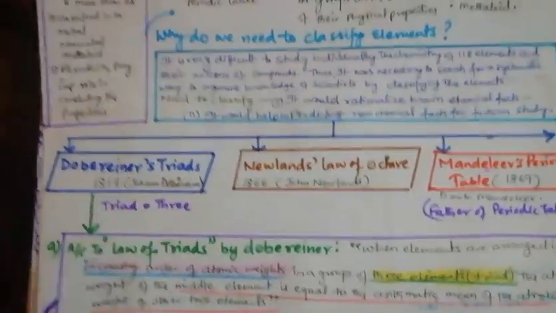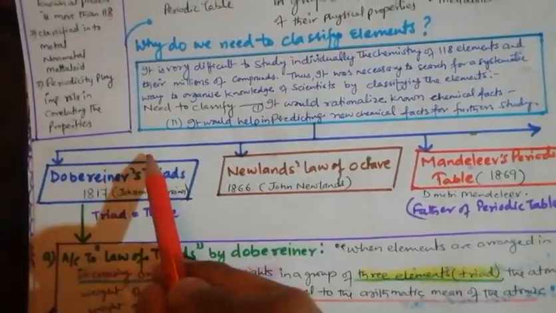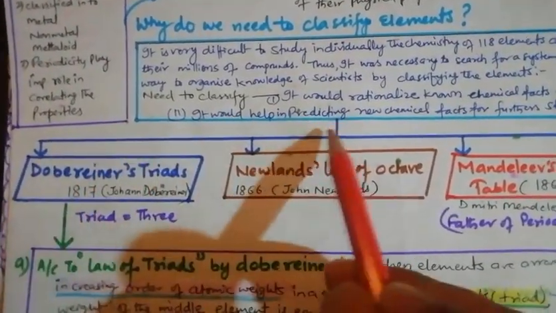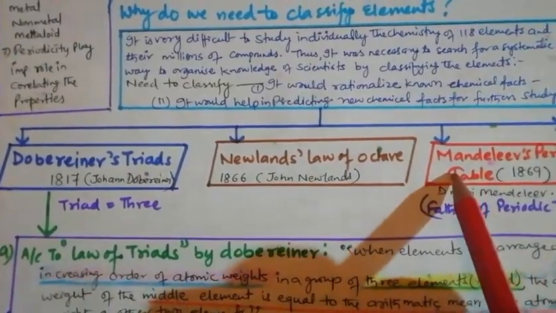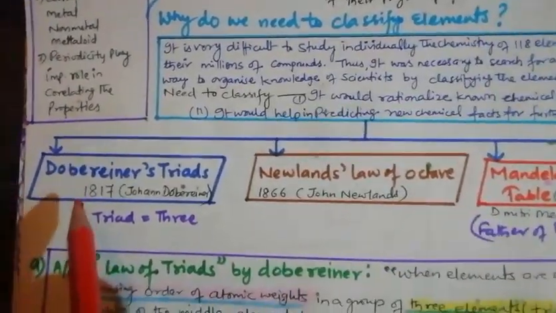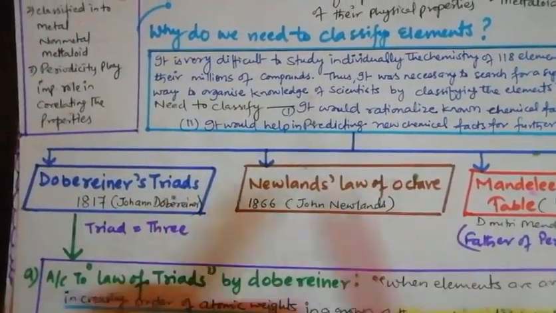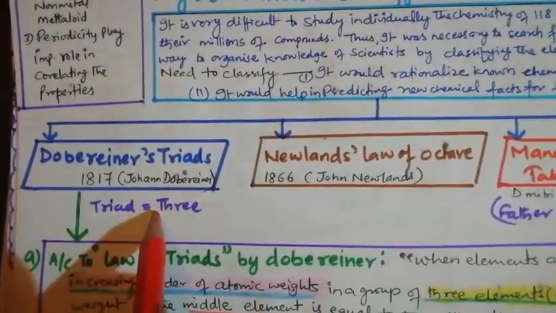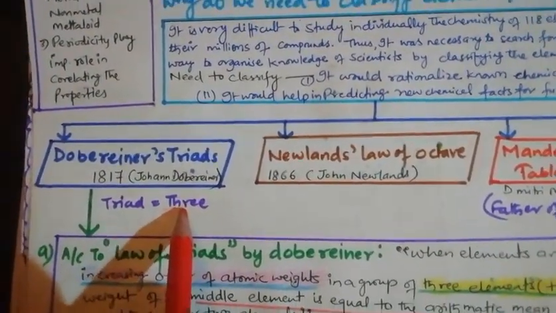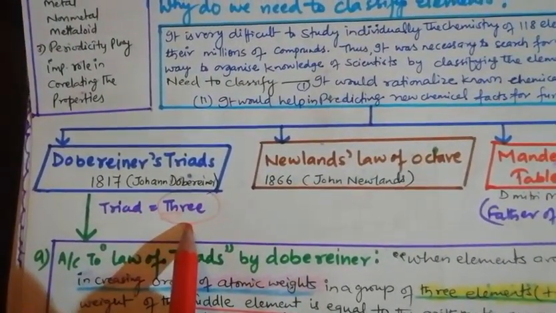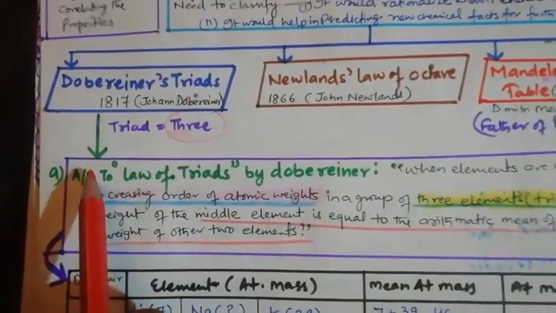So, Dobereiner's triads. Today in this class we will talk about Dobereiner's triads and Newlands' Law of Octaves. Tomorrow I will teach you Mendeleev's periodic table. Each classification is interrelated to the others. So the first one is the triad. Triad means three. So, keeping this relation of three in mind, let's discuss this law.